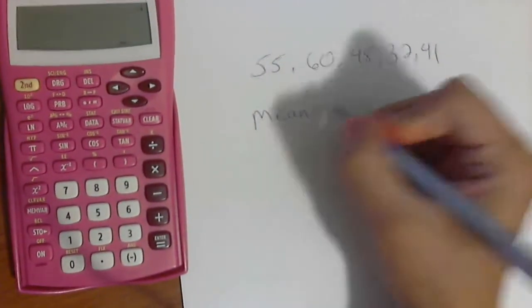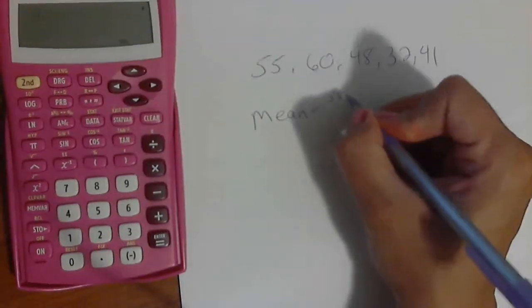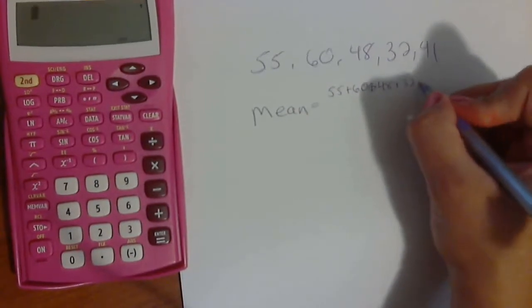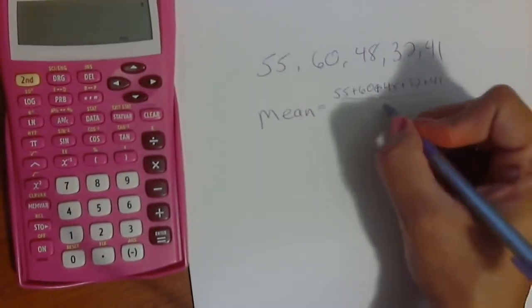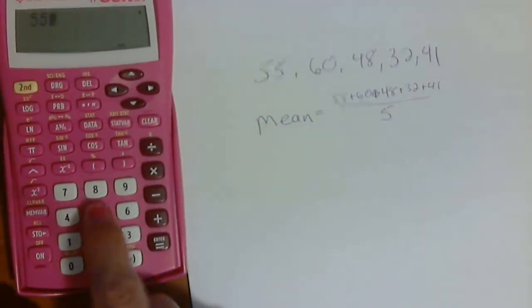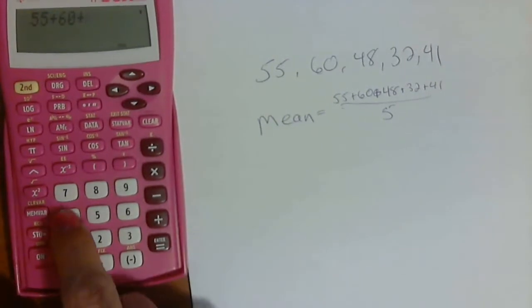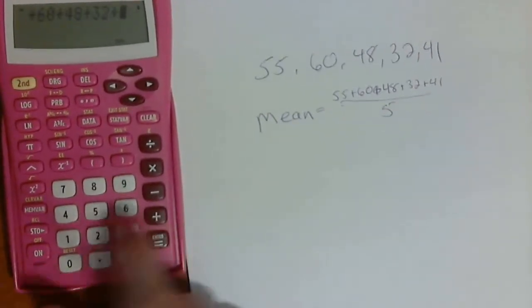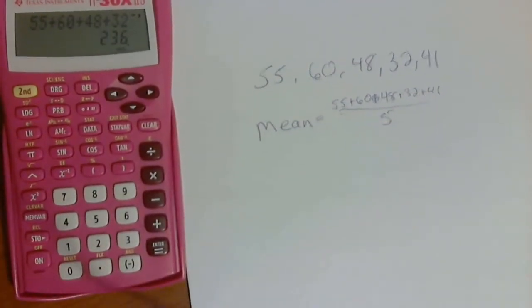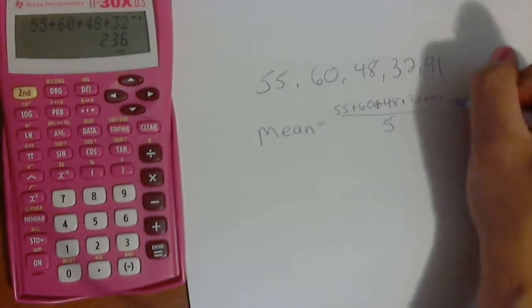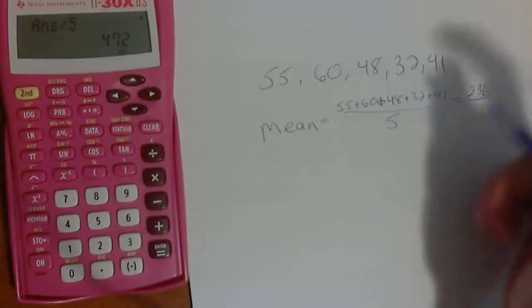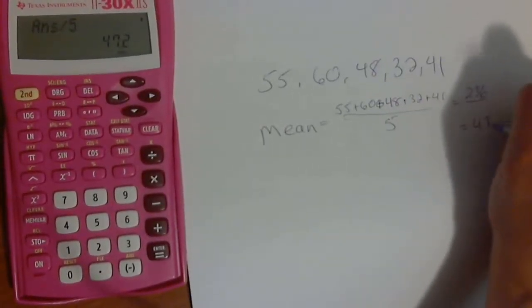Well, normally for the mean, we add them up and divide by how many there are. So we would divide by 5. In your calculator, we'd say 55 plus 60 plus 48 plus 32 plus 41. Hit the enter button to get a total, so 236. And then we would divide by 5, and so we get 47.2.